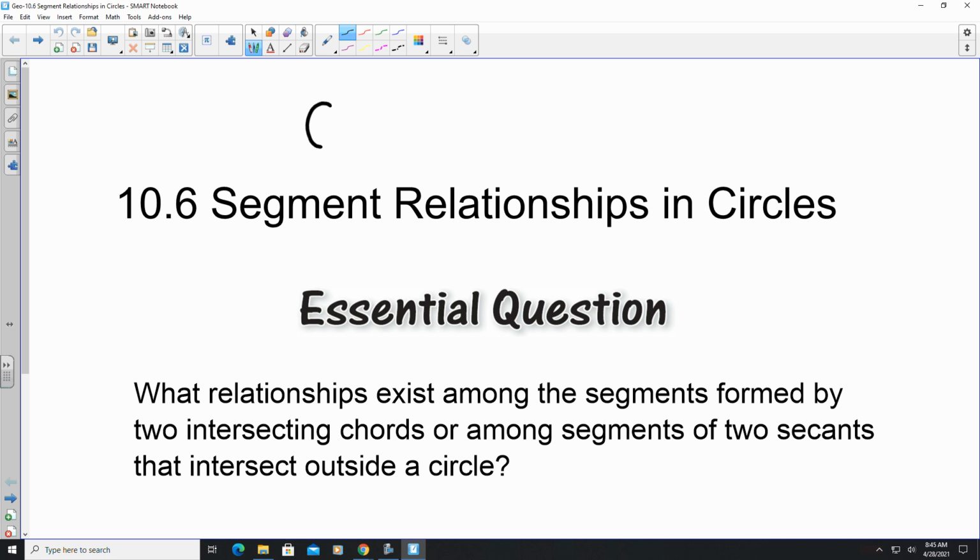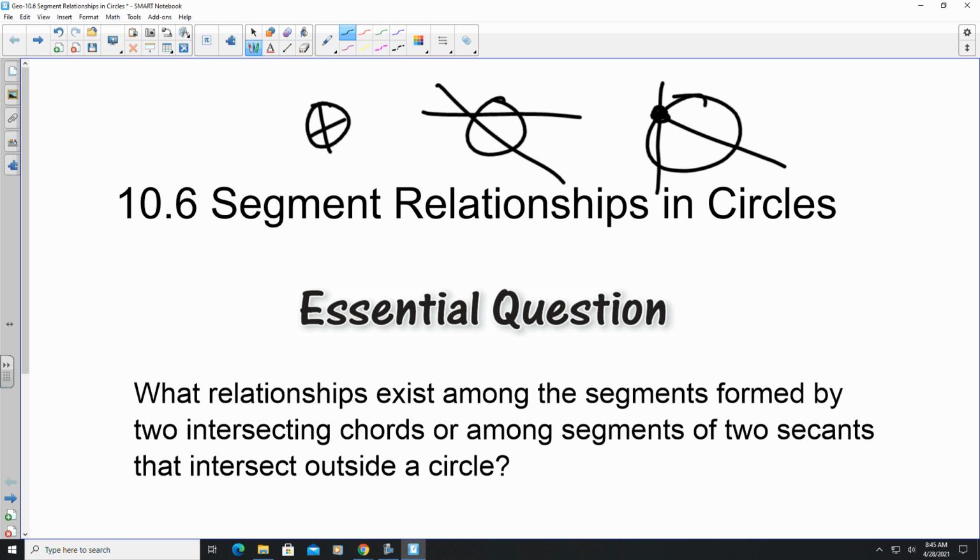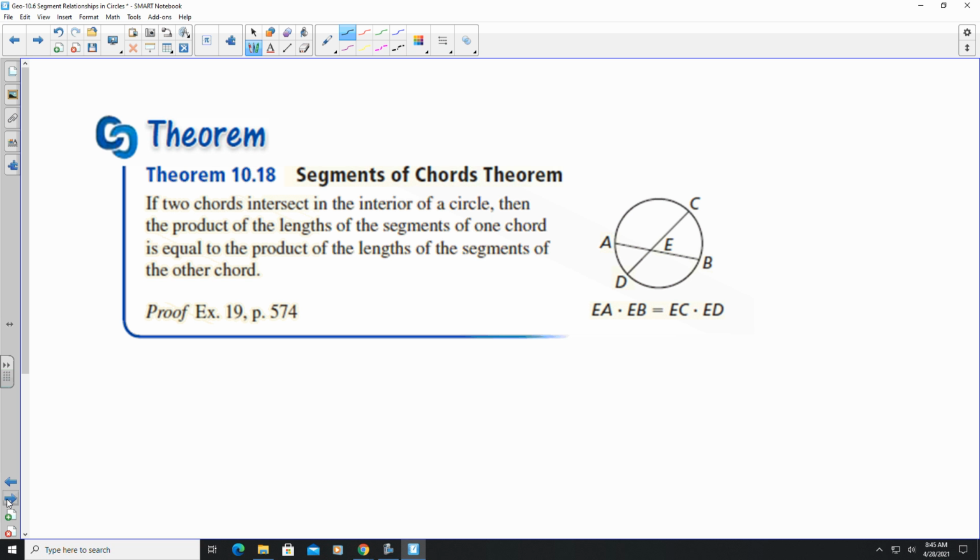You remember we could either have an intersection on the inside of the circle, an intersection on the outside of the circle, or an intersection simply on the circle. So here, there, and there. With that, there are different theorems in order to determine the value or values of different line intersections in those particular instances. So the first one we're going to be looking at is a theorem that is based off of where the intersection is on the inside of the circle.